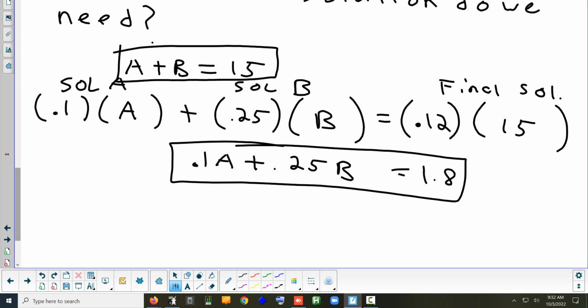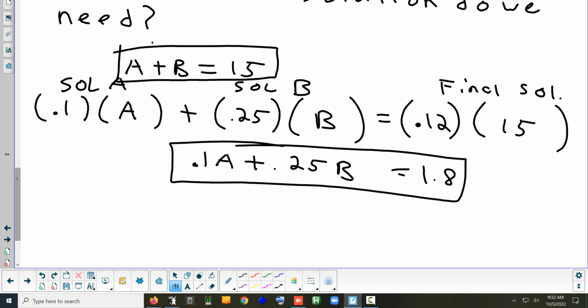Does anybody remember what you have to do with this top equation and then fill it into the bottom equation? Because we have two variables, this is a system. Yep. You have to isolate one of the variables and substitute the other one. So we have to isolate one of the variables in the top one. Doesn't matter which one, A or B.